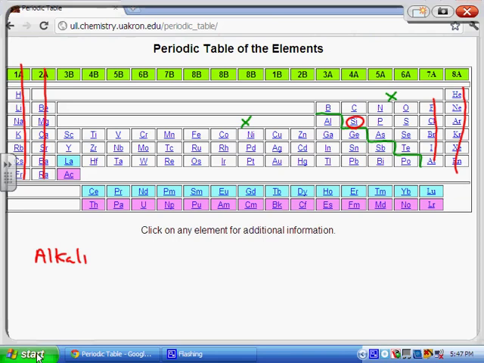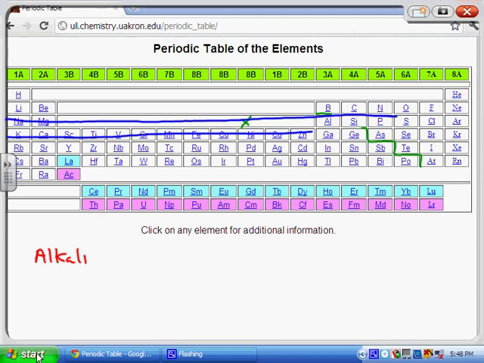Other terminology, we have the rows across the periodic table. Those are known as periods. So any row across the periodic table, those are periods. So if you hear that terminology, that is a period.